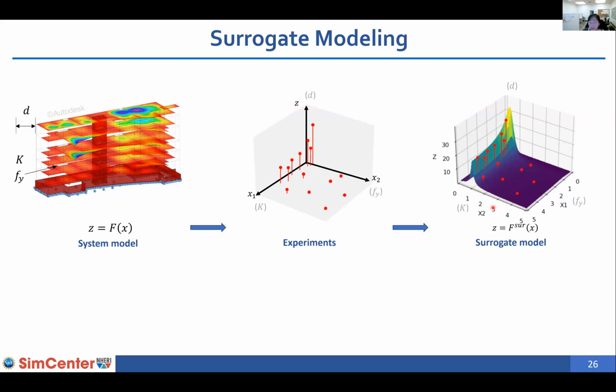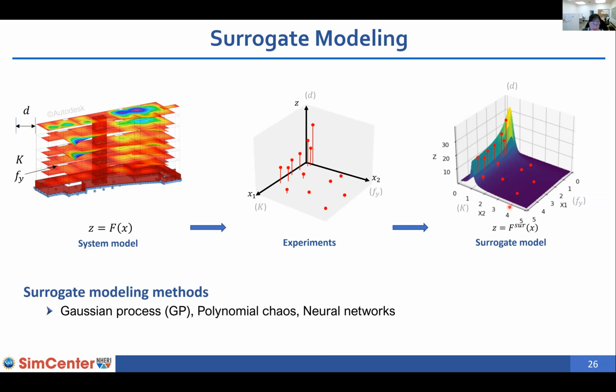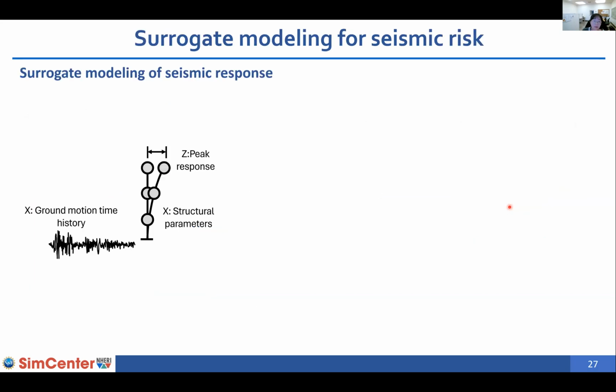Coming up with this kind of regression model is the goal of a surrogate, and there are different methods that can achieve this, but we are focusing on the Gaussian process model for different reasons, mostly because it really helps us handle uncertainty in an intuitive and easy way. But surrogate modeling in seismic risk assessment is a bit more challenging because of the high aleatory uncertainty in the ground motion time history.